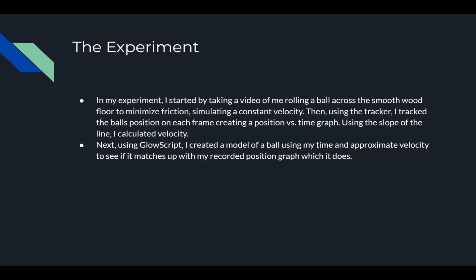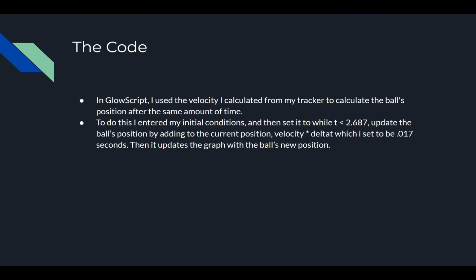So in the video, I rolled a ball across a smooth wood floor to minimize friction, simulating a constant velocity. Using the tracker, I then went through each frame and clicked the ball's position to create the graph. And then in GlowScript, I took the average velocity, which is final position minus initial position, divided by the change in time, and I used that as my velocity for GlowScript, in which I then created a model to predict where the ball should end up.